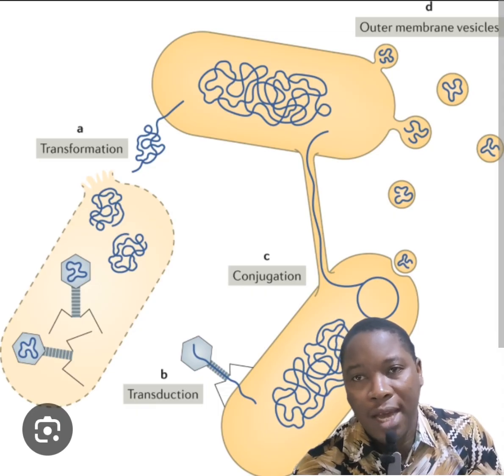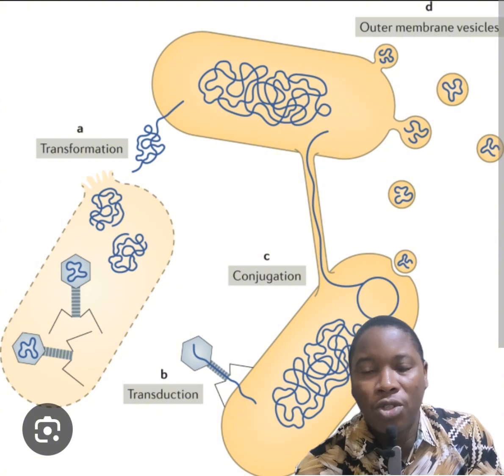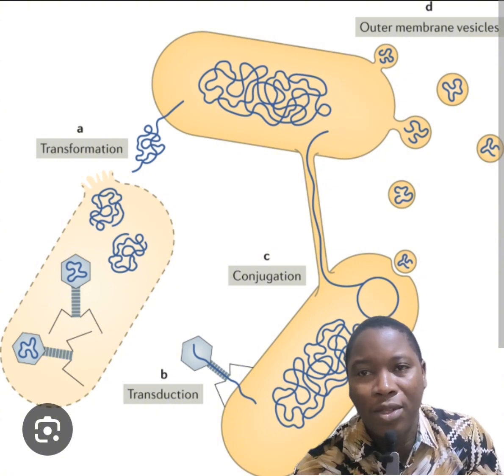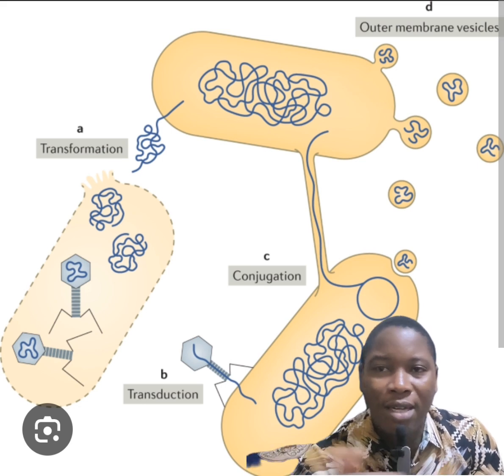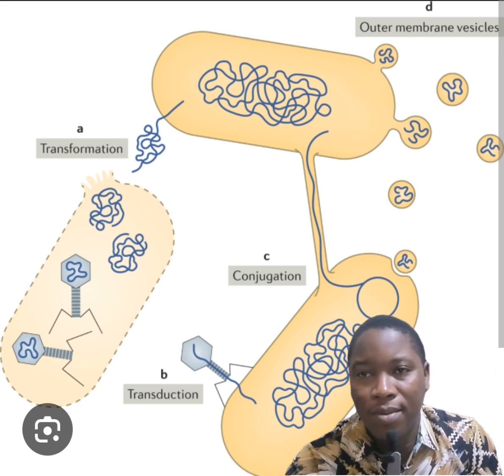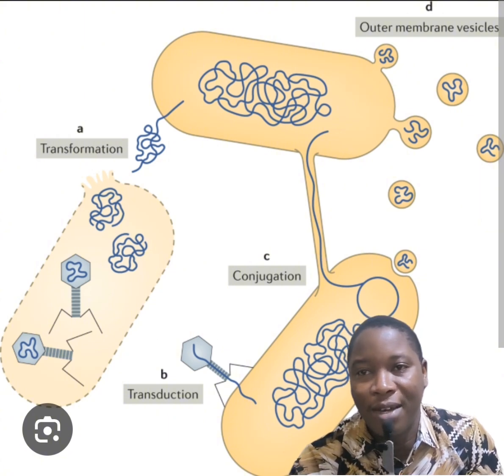We'll still discuss types of transduction in depth. There's generalized transduction, there's specialized transduction. There are different types of transduction. You also have conjugation, then you have transformation. These three methods are methods for horizontal transfer of DNA, that's DNA from organism A to organism B. Simple and easy peasy.